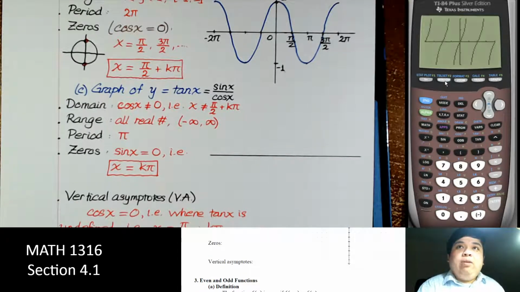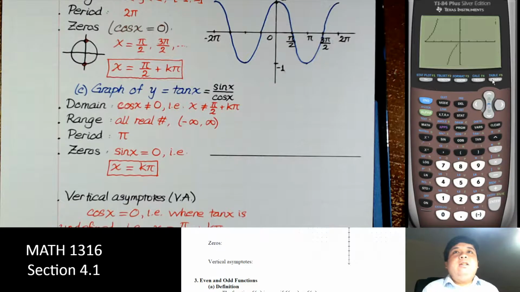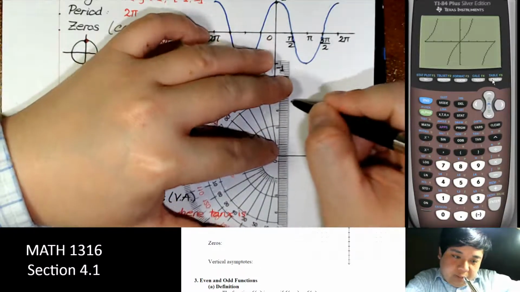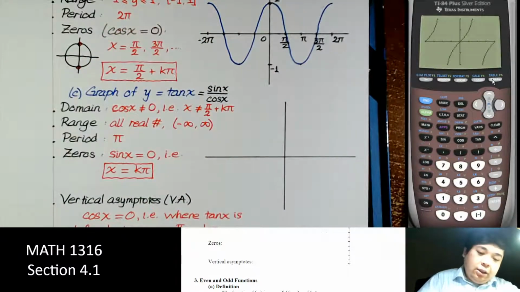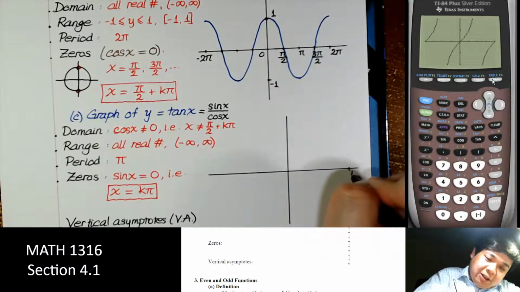So if we have to do the graph, we have to change the period to, let's say, from negative pi to pi. And the x scale, let's take pi divided by 4. Right, the graph will look like that. Now we always have one period. It's pi.